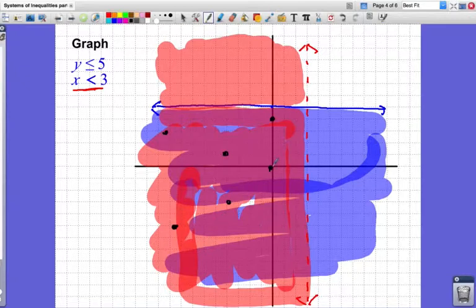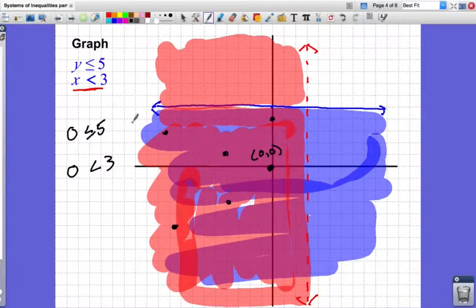If I grab this point, 0, 0, let's test it real quick. If I plug 0, 0 into these inequalities, is y less than or equal to 5? And is 0 less than 3? Both of these are true. That is why this is a solution to this system, because it satisfies both inequalities.